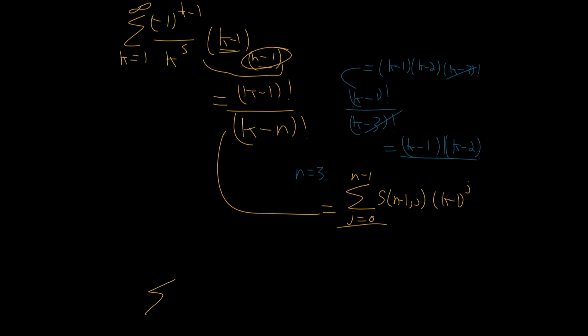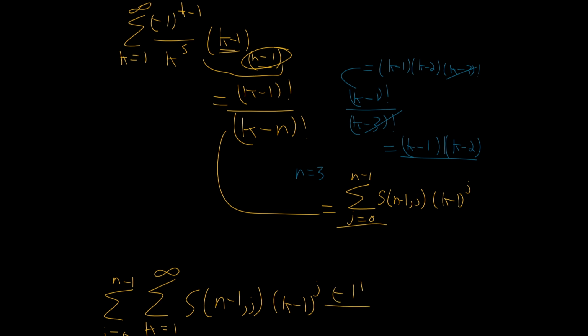can actually just be expressed as the sum from k equals 1 to infinity of the sum, but I'm just going to put this on the outside actually, j equals 0 to n minus 1, of our Stirling numbers of the first kind, times k minus 1 to the j, and then we're going to have our negative 1 to the k minus 1 over k to the s.